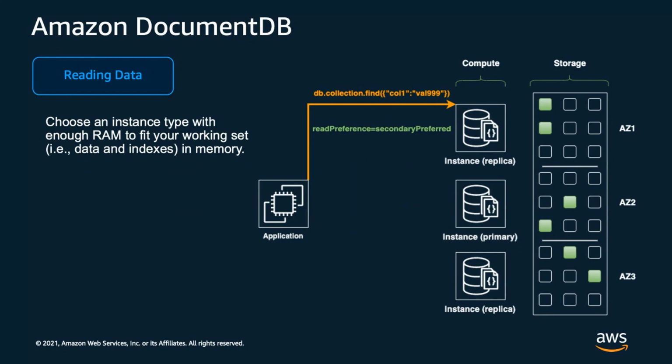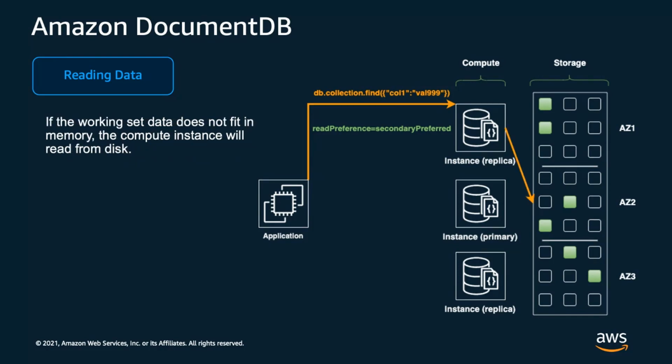But what happens when our find filter changes and now we need a document that isn't in memory? Well, the compute instance now has to reach back to that disk and retrieve the requested document. This is also what happens when you perform a collection scan against DocumentDB due to a missing or inefficient index. If it cannot find that document in memory, it's going to have to reach back into that storage layer.